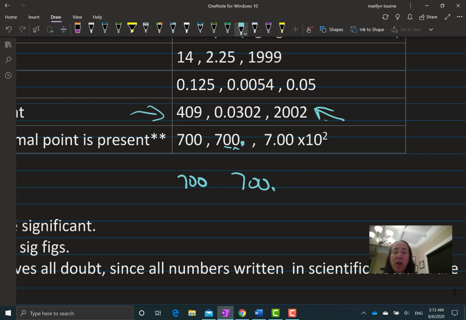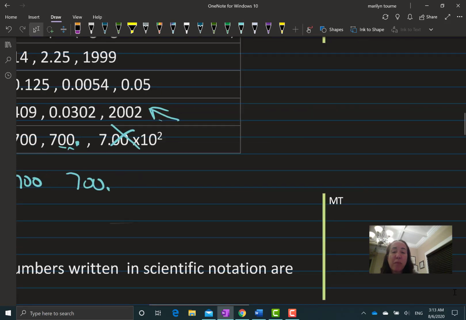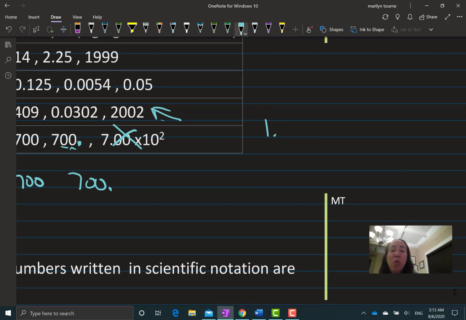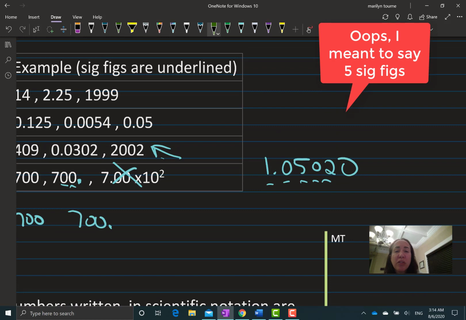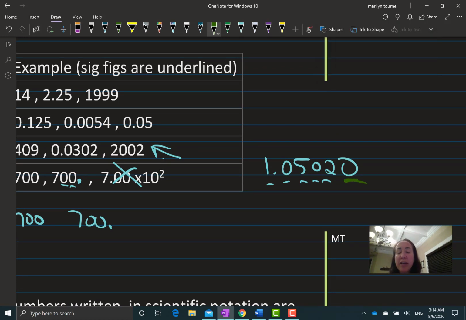Okay, so another example, let's not use this example, but let's use maybe another example. If I did 1.05020, right? So here we have a couple of rules that we can apply. We learned about the sandwich rule, right? So those 2 zeros are sandwiched. These numbers here are non-zero digits. So already I have 6 significant figures. So the only thing that I'm really looking for is this last 0 right here.